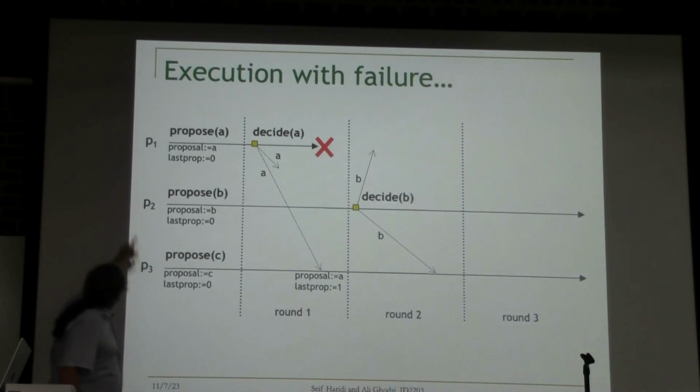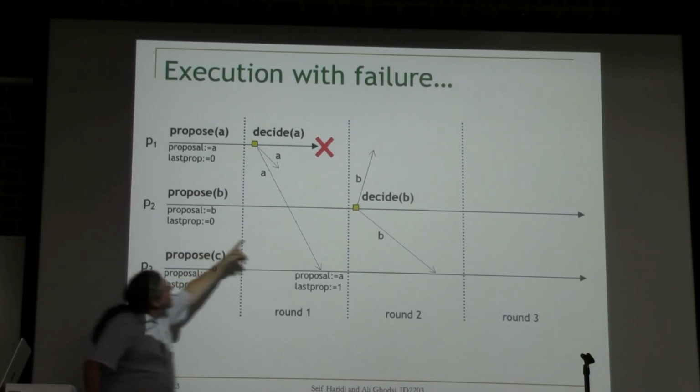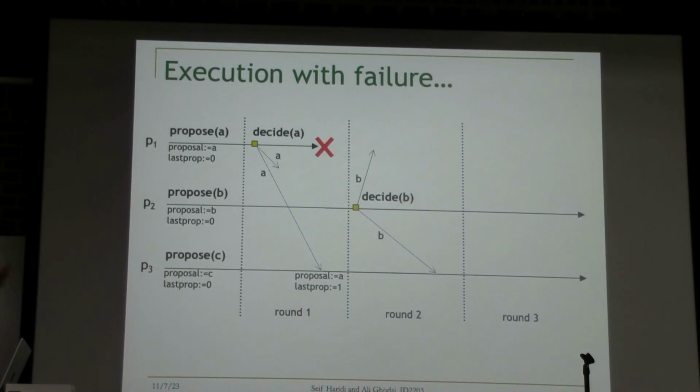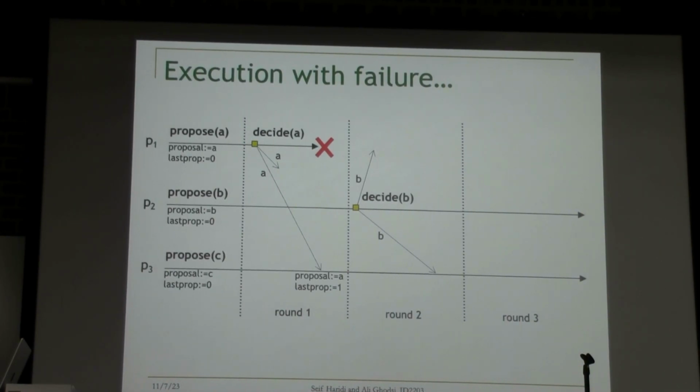How does P2 know that it has to go to round 2? How does it know that? It gets a divine inspiration, and it says, now I'm in round 2. How does it know? What do you think? How does P2 know that it has to go to round 2? Well, how does P2 know? It needs to get some information. And how does it get the information?